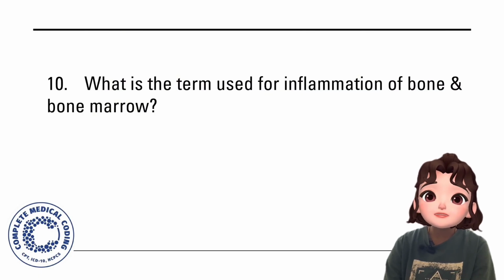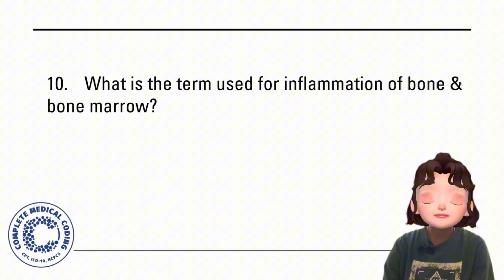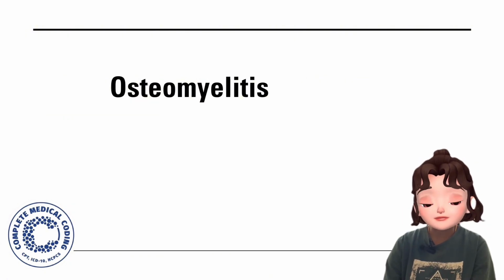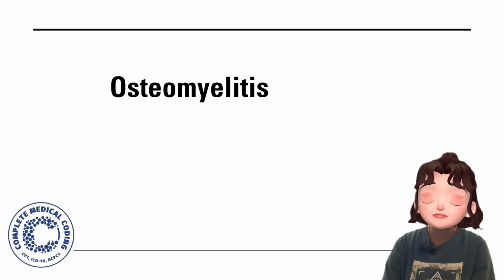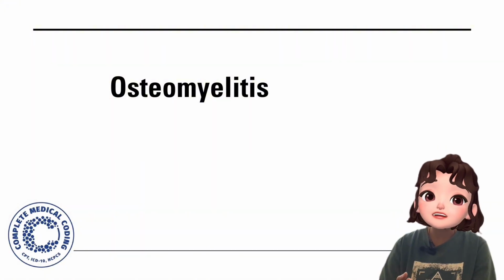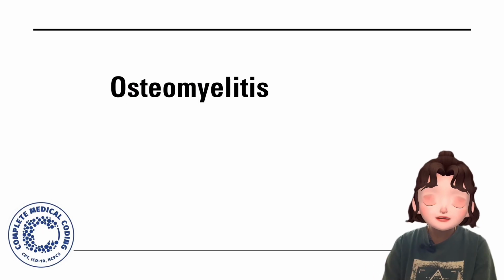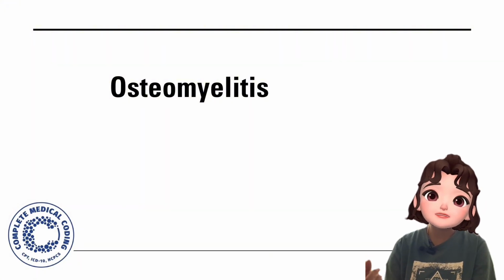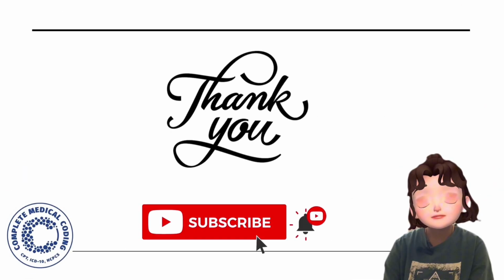What is the medical term for bone? The medical term for bone is osteo. Osteo is the medical terminology used for bones. And then inflammation of bone is the question. So, what is the medical term used for inflammation or swelling? That is called itis. So, the inflammation of bone and bone marrow is osteomyelitis.